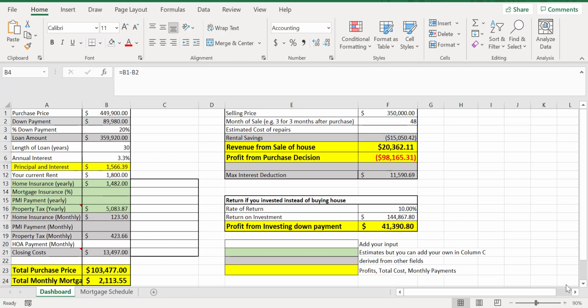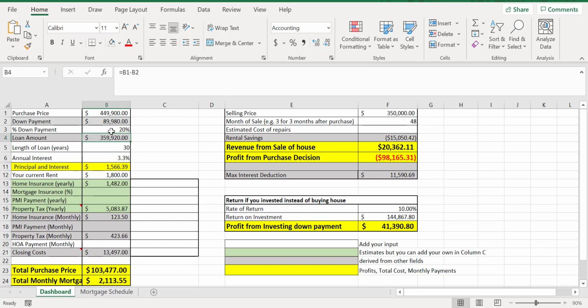Now let's look at a real world example. That house we were just looking at in Atlanta, Georgia is $449,900. That is your purchase price. But that is not how much your loan amount will be. Your loan amount will be the purchase price minus the down payment. So in this case, my down payment is a 20% down payment, which will be 89,000.